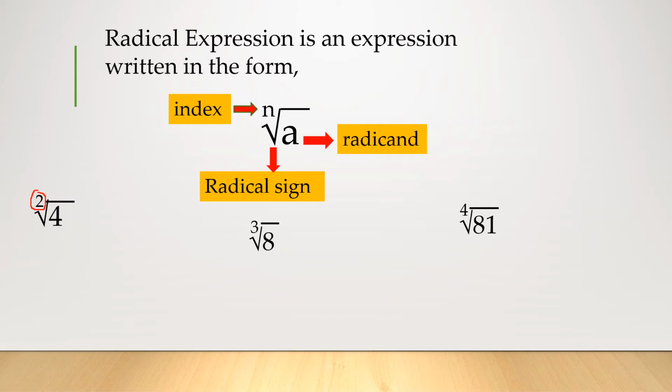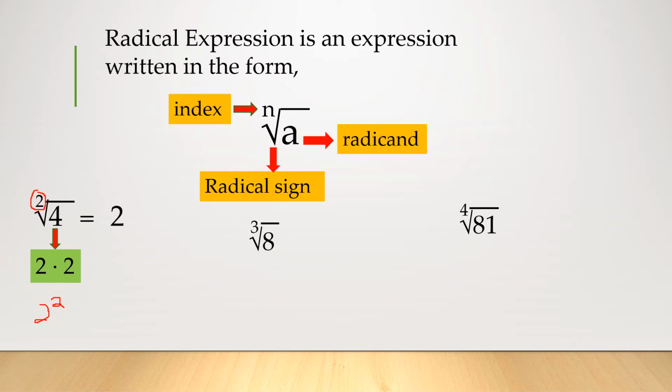So now, in simplifying, what is the square root of 4? It's just simply asking for what number raised to 2 that the answer is 4. So that number is 2. So 2 raised to 2 is equal to 4. So the square root of 4 is 2.